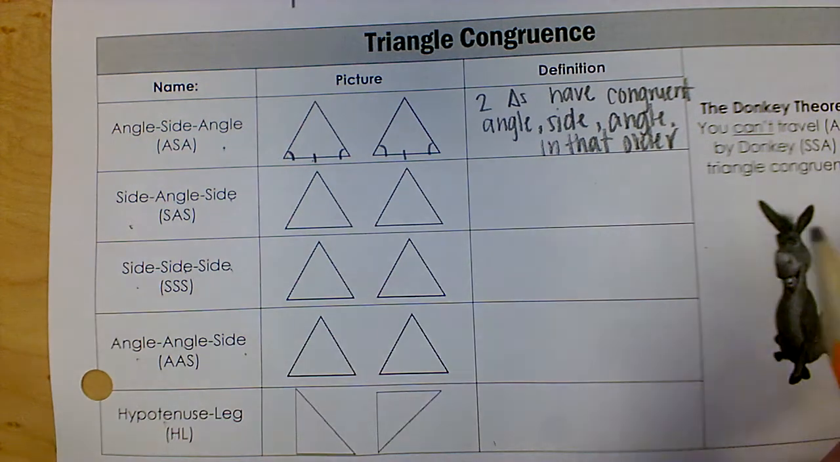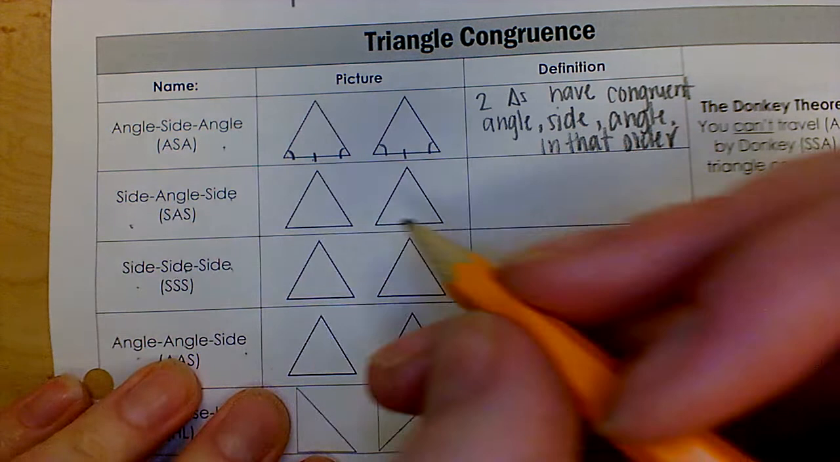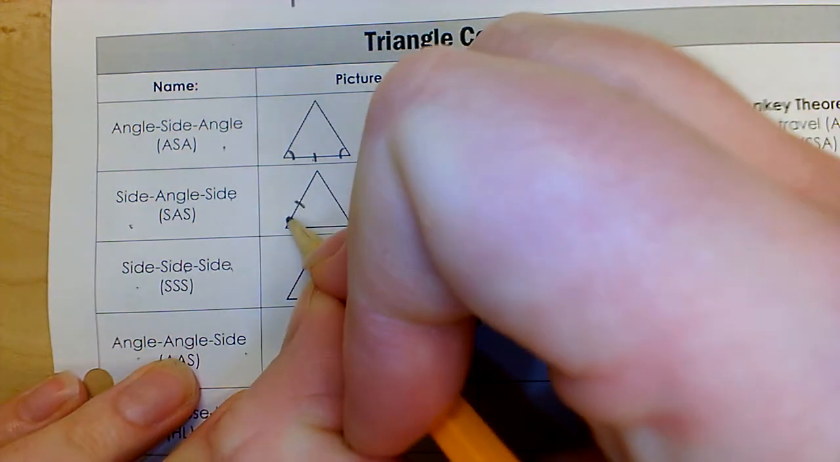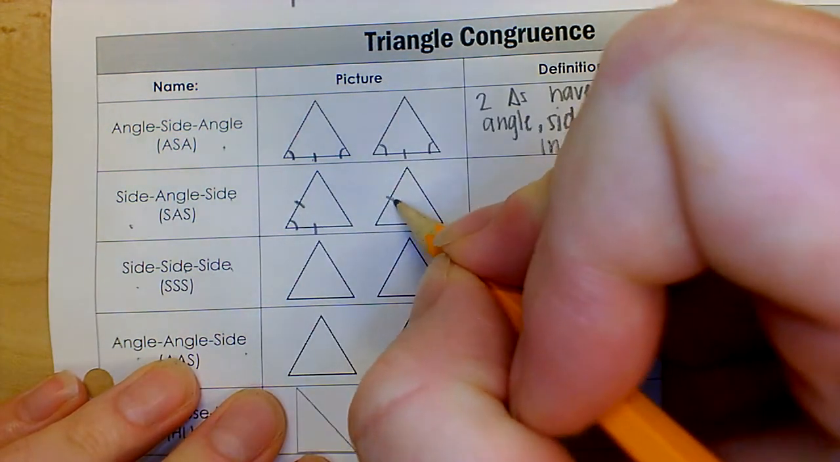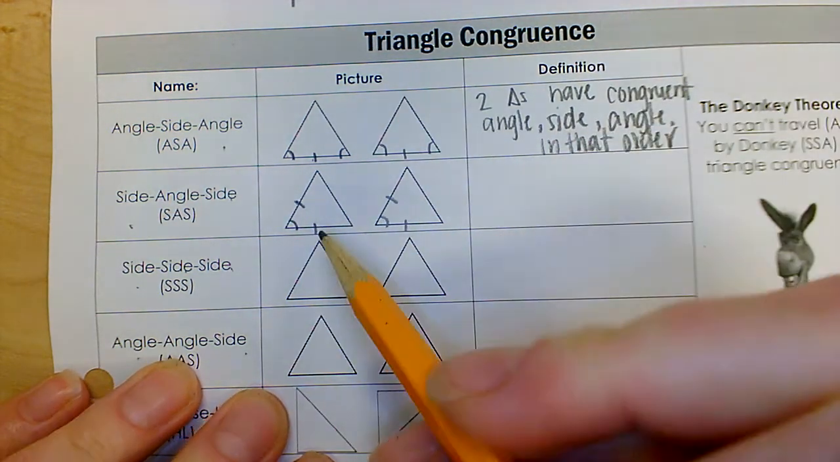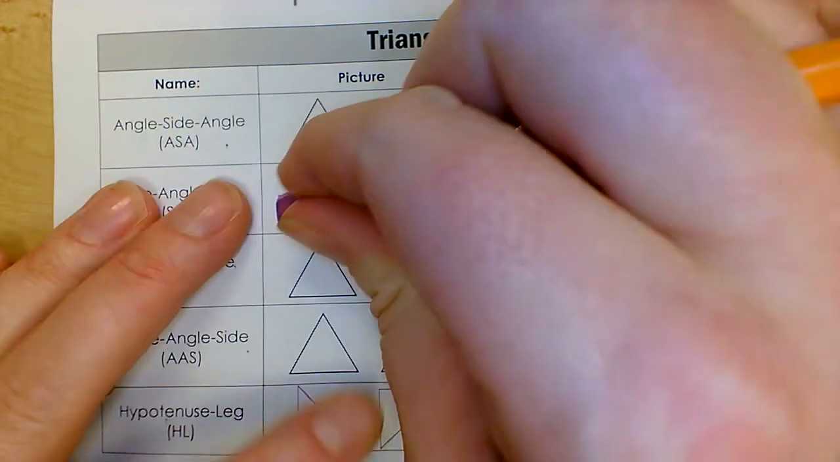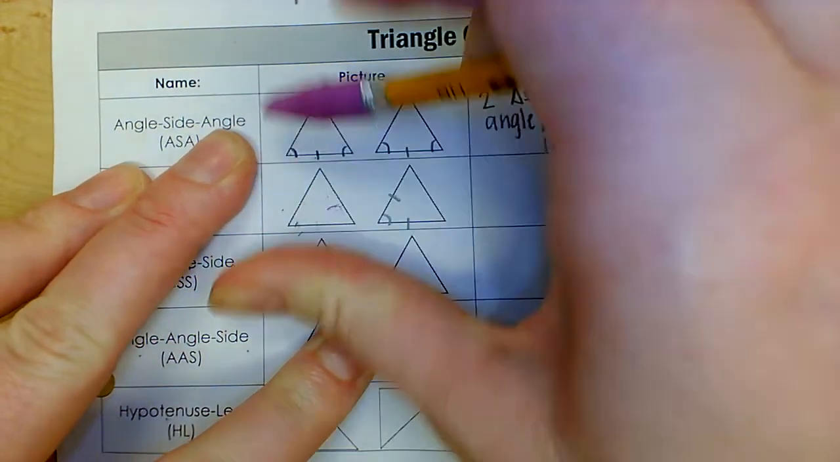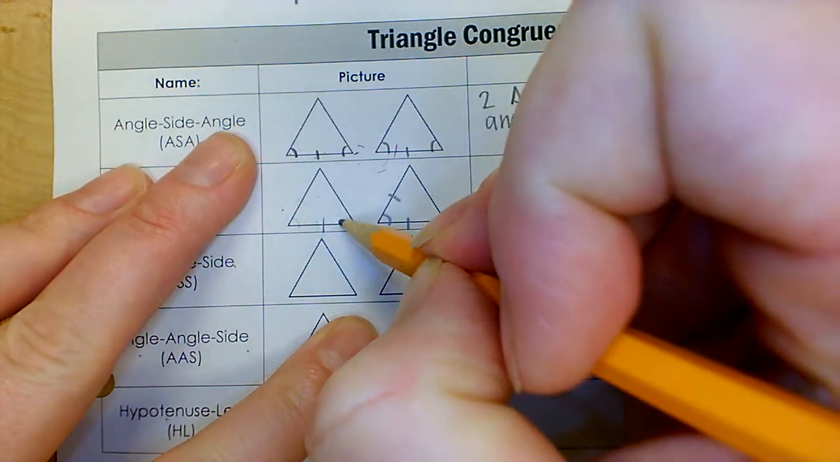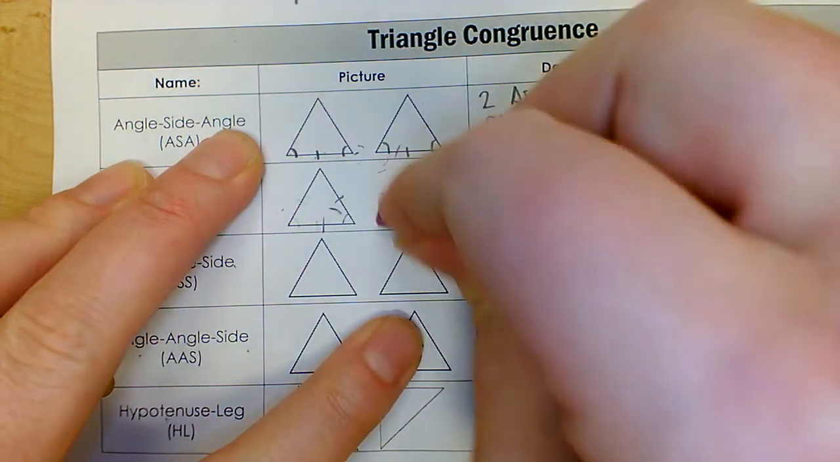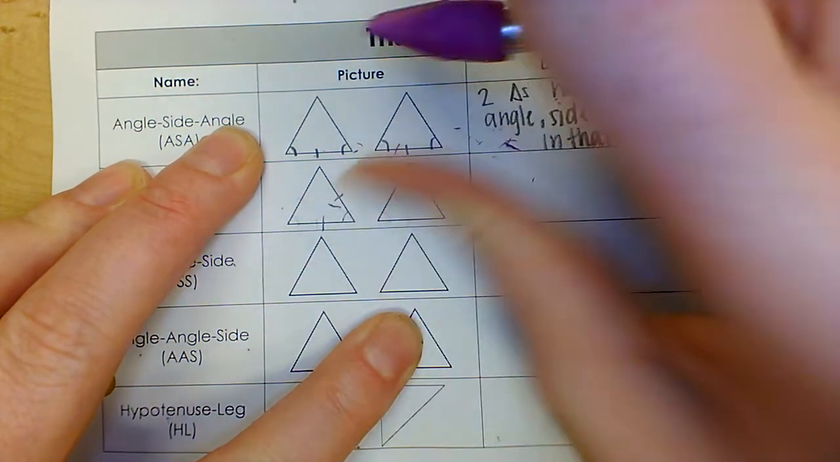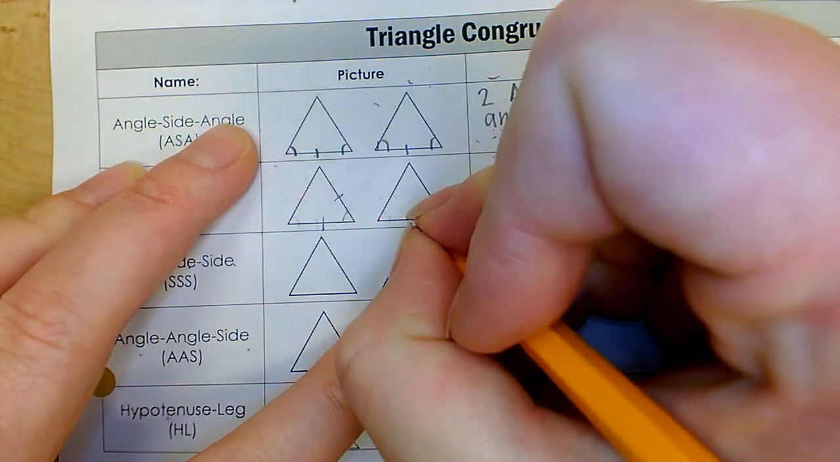Okay? Side, angle, side is when we go side, angle, side. And it has to be in that order too. It could have been, and let me just show you for a second, it could have been side, angle, side. It doesn't matter where you start as long as they both have the same ones and it's going in that order.